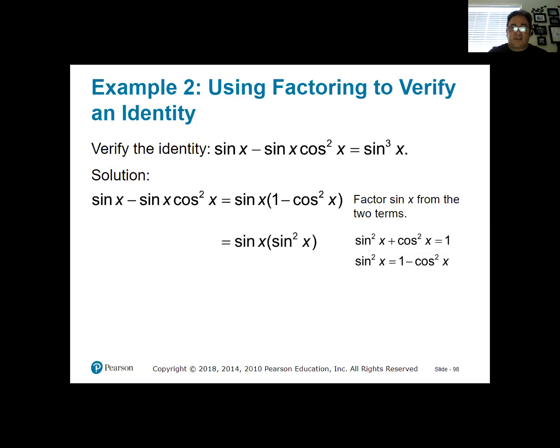If I had 7 times 7 squared, that would give me 7 cubed, right? So now I have sine times sine squared, so that would give me what? Sine cubed. Good job. So I got sine cubed of x. And that verifies the equation, because that's what I was trying to end up with.